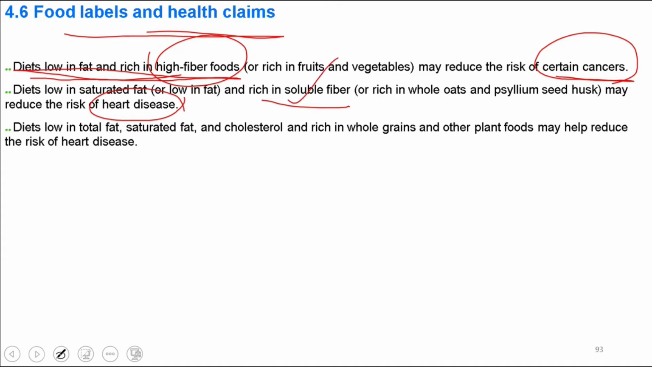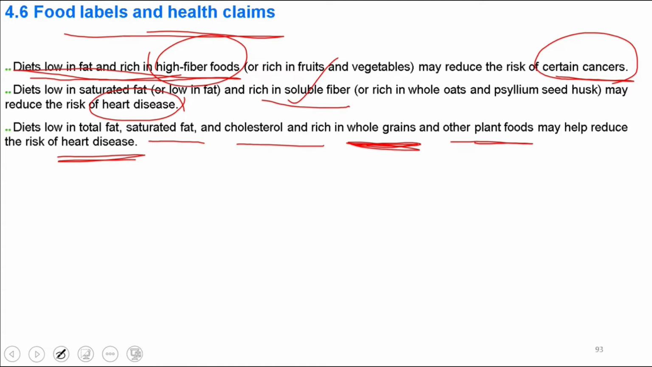And also diets low in total fat, saturated fat and cholesterol and rich in whole grain food and other plant food may help reduce the risk of heart disease. Okay, if you eat the whole grain, it also reduces the risk of heart disease. Whole grain means you take the wheat and you just make its flour and use it. This is called the whole grain. They also reduce the risk of heart disease.